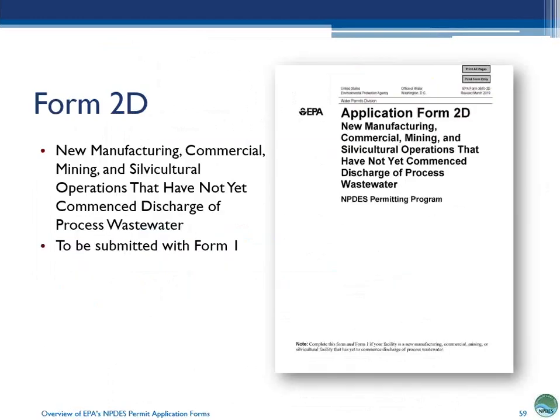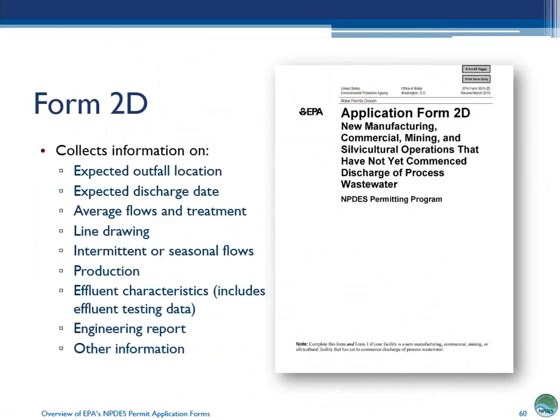We've just discussed the renewal application for existing industrial facilities. Now we'll talk about the application for new facilities. Form 2D must be completed by new manufacturing, commercial, mining, and silvicultural operations that have not yet commenced discharge of processed wastewater. Applicants submitting Form 2D must also complete and submit Form 1.